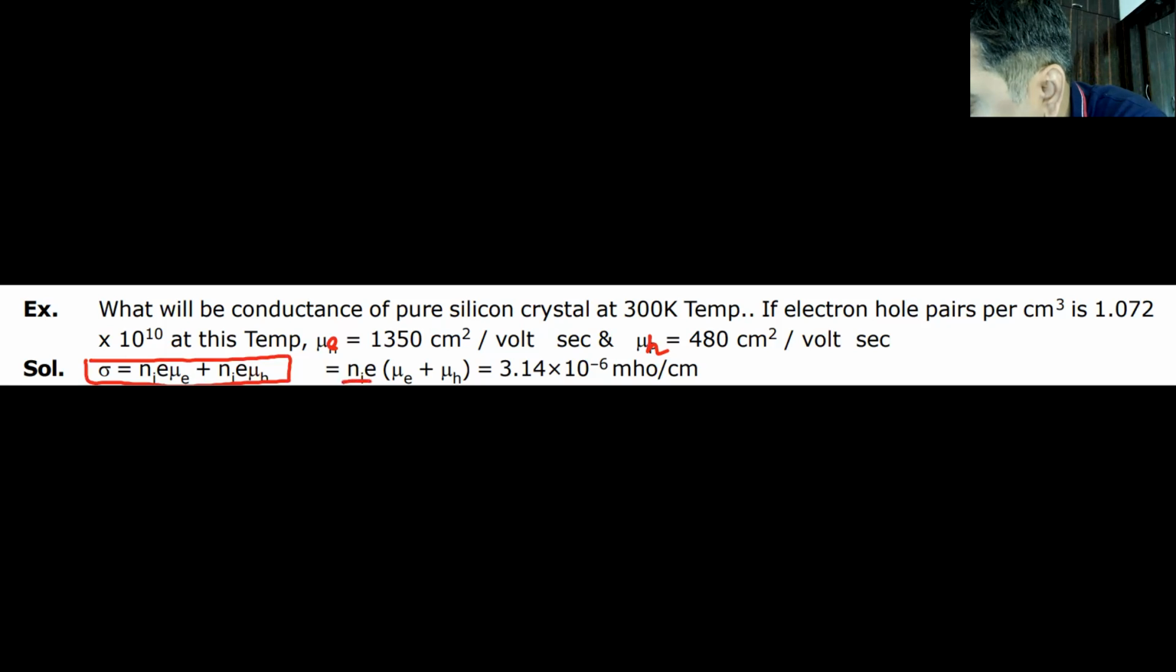Here both the concentrations are the same. Concentration is given as 1.072 into 10 raised to the power 10. Charge of an electron is 1.6 into 10 raised to the power minus 16. We just add the two mobilities. One mobility is given as 1350, the other mobility is given as 480. We just add this and multiply and we will get the answer. Do we understand this? Yes, sir.